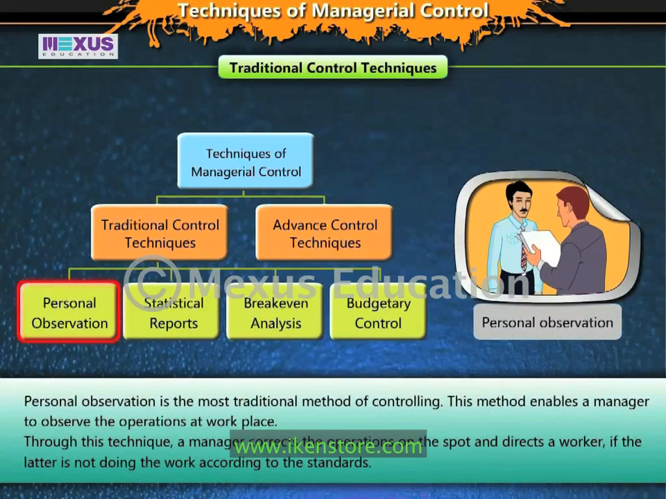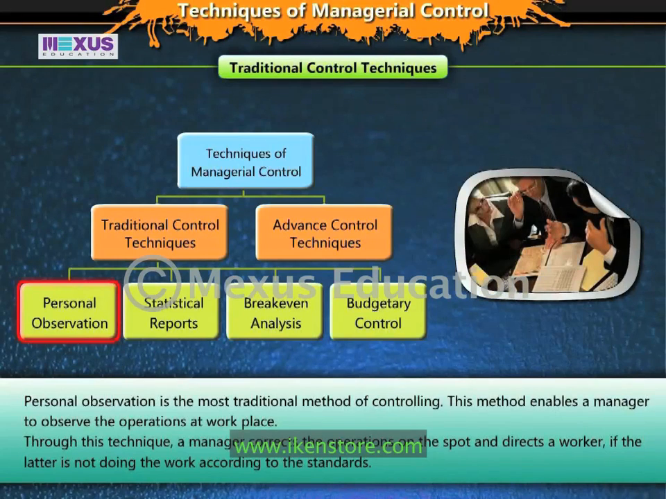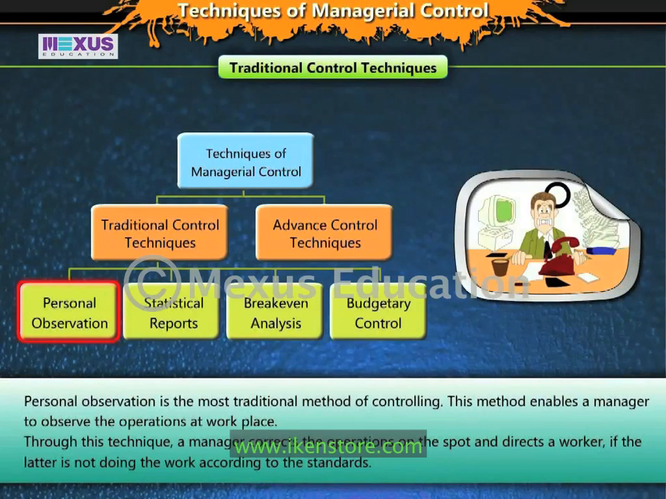Personal observation is the most traditional method of controlling. This method enables a manager to observe the operations at workplace. Through this technique, a manager corrects the operations on the spot and directs a worker if the latter is not performing the work according to the set standards. The employees feel psychological pressure and they perform well as they know that they are being personally observed on their job. The technique is very time-consuming and not suitable for all kinds of jobs.